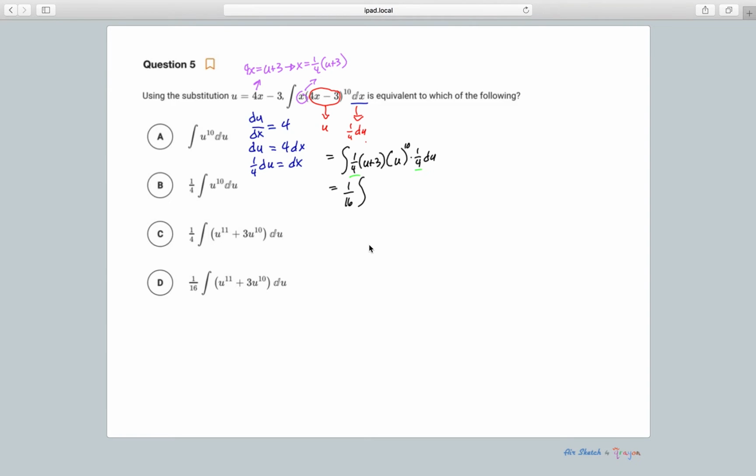Integral. All right, I can now distribute this u to the 10th. So u to the 10th times u would be u to the 11th plus 3u to the 10th du. And I think there is an answer that matches that. There we go, D again.